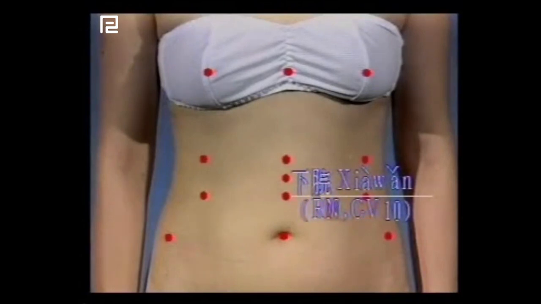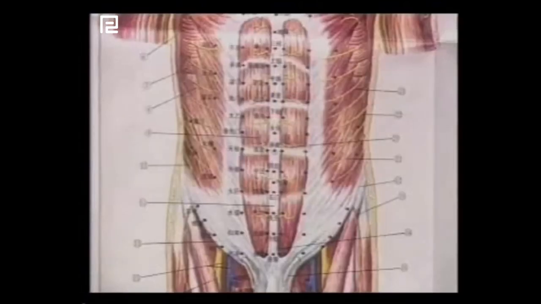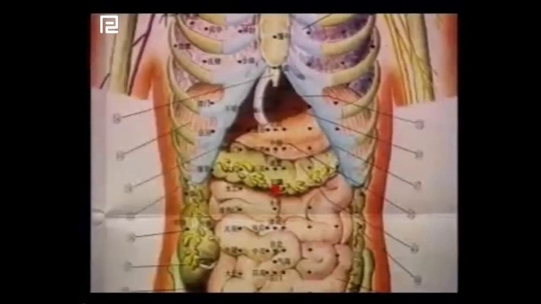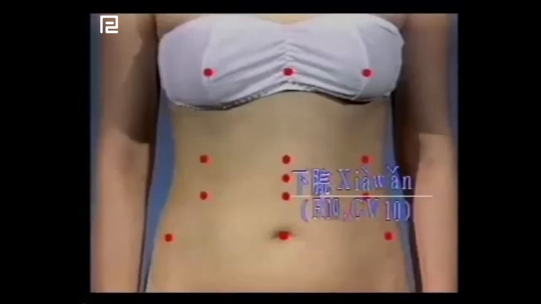Xiawan. Location: on the upper abdomen and on the anterior midline, 2 cun above the center of the umbilicus. Indications: abdominal pain and distension, diarrhea, vomiting, anorexia, and epigastric pain. Methods: puncture 0.5 to 1 cun, moxibustion 5 to 10 cones or 10 to 20 minutes.